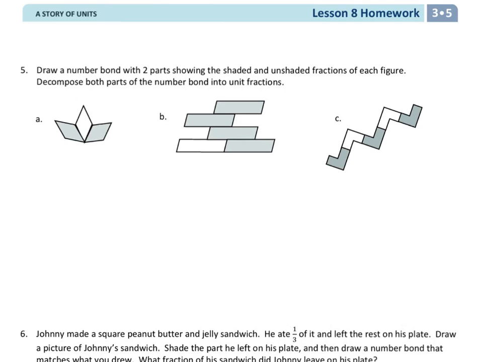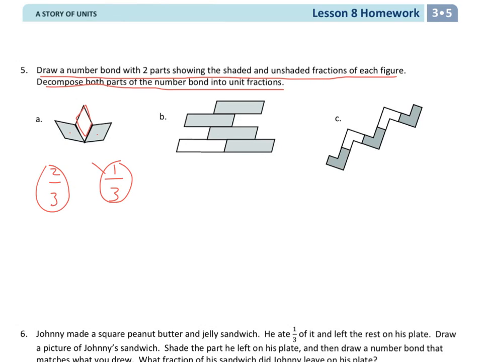So on page 2, it says draw a number bond with 2 parts showing the shaded and unshaded fraction of each figure. Decompose both parts of the number bond into unit fractions. So we're going to break these down even further now. I'll do 2 of these ones. So let's start with A. I see that I have 1, 2 out of the 3 shaded. And I have a third unshaded right here. And together, that's going to equal my one whole. So there's my number bond. It's a beautiful number bond.